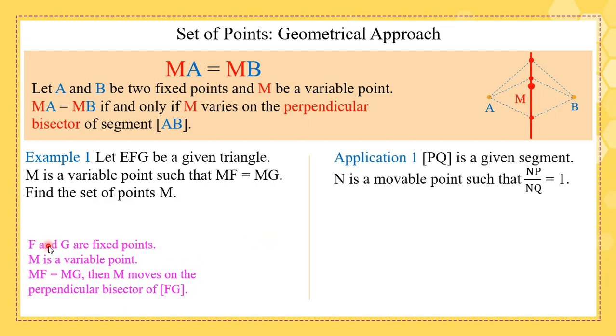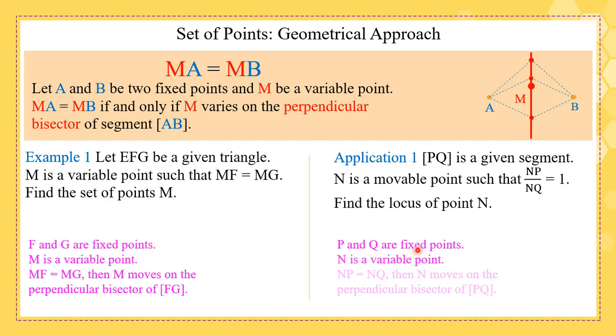This means that M moves on the perpendicular bisector of segment FG. Now let's see the first application. PQ is a given segment. N is a movable point such that NP over NQ is 1. The question is to find the locus of point N. Locus means set of points. Try to do it alone. Let's see the answer. P and Q are fixed points. N is a variable point. NP is equal to NQ from this relation, so we can tell that N moves on the perpendicular bisector of segment PQ.